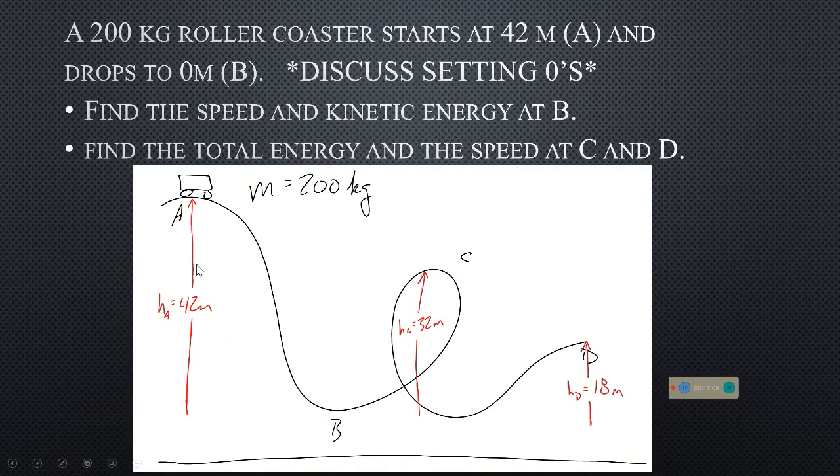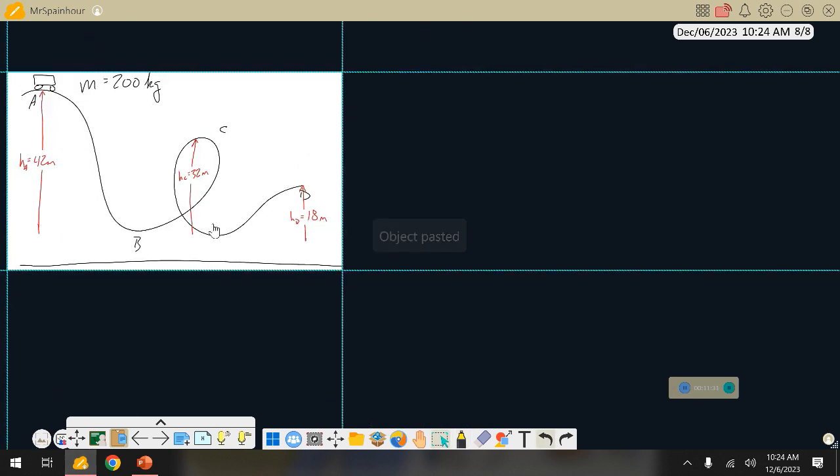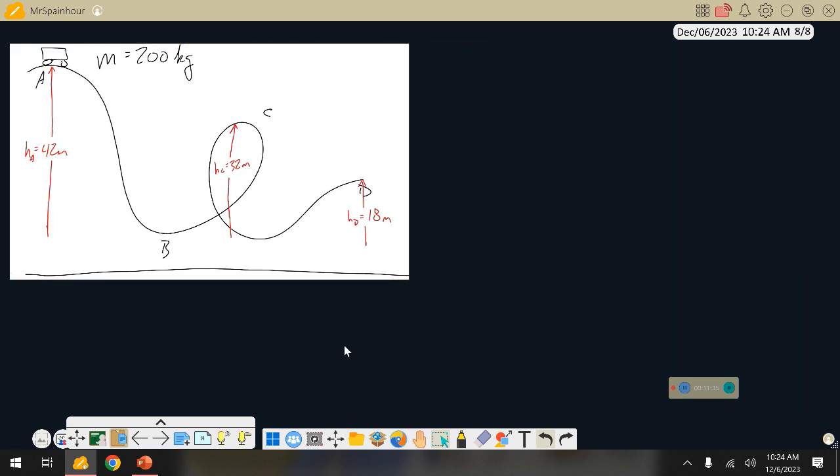So we have a 200 kilogram roller coaster. It starts at 42 meters and is going to drop to 0 meters, or position B. Okay, and then you'll notice a couple other spots, C and D. We're going to try to calculate the speed and kinetic energy at spot B. So let's do that over here. So we know the mass is 200 kilograms. We know the height is.